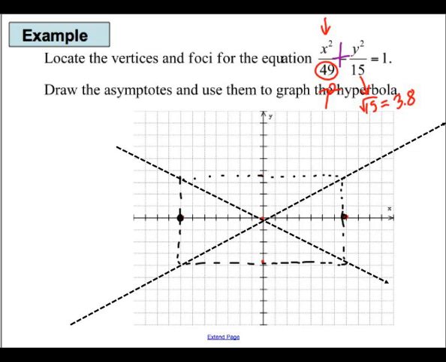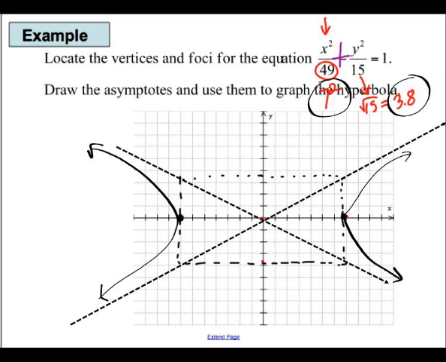So now I know how to sketch my graph and how wide it will be. And it's literally as simple as that. So we still sketch the 4 key things using these 2 pieces of information, the 7 and the 3.8. So again, we went up 3.8 here and out 7 there. And we sketched in the lines, and then we drew the hyperbolas.